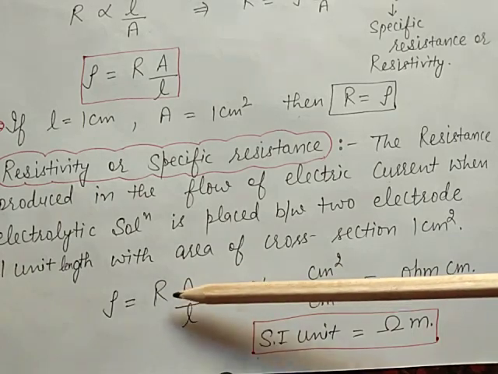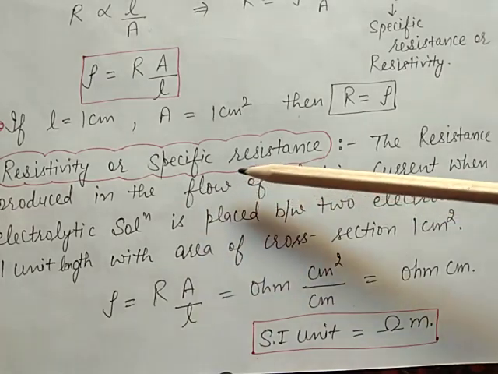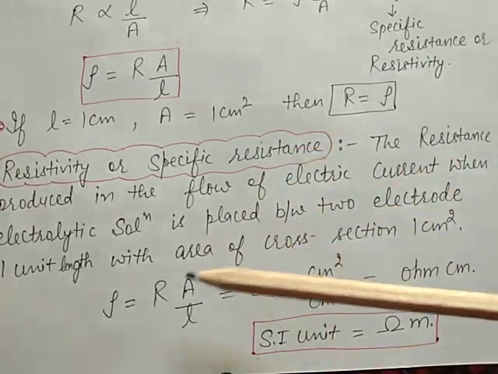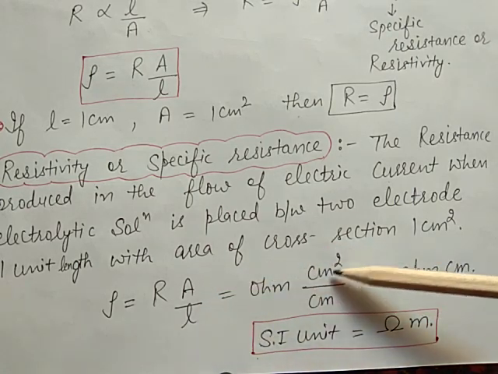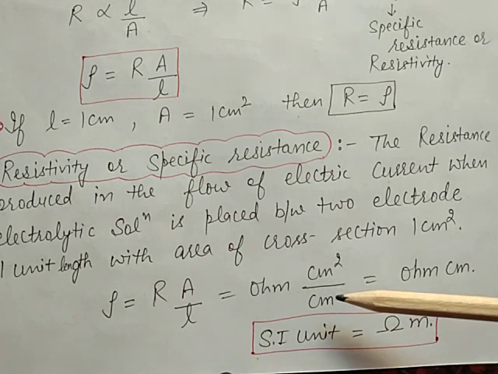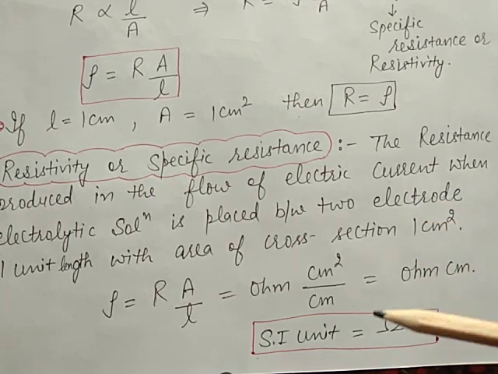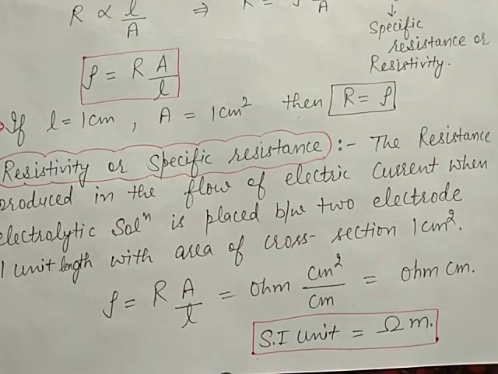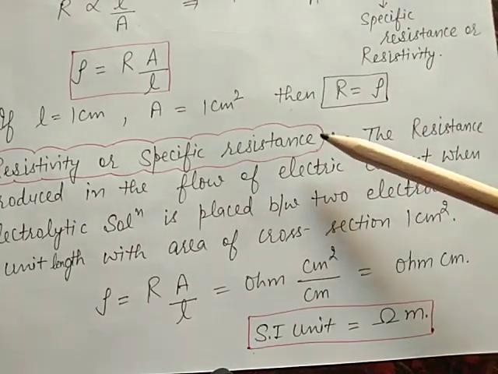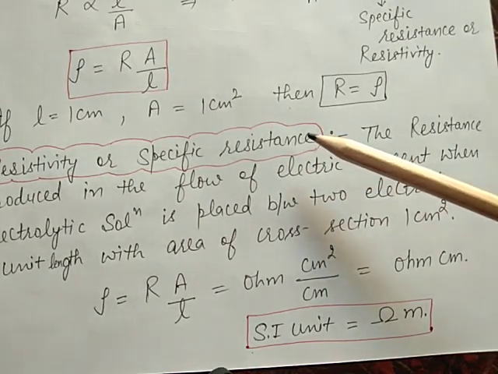Means rho is equal to R into A by L. This is called resistivity or specific resistance. The unit of resistance is ohm, area of cross section is centimeter square, and length is in centimeter. After canceling out, what remains is ohm centimeter. The SI unit is ohm meter. Means it is the resistance of 1 centimeter cube of the conductor.